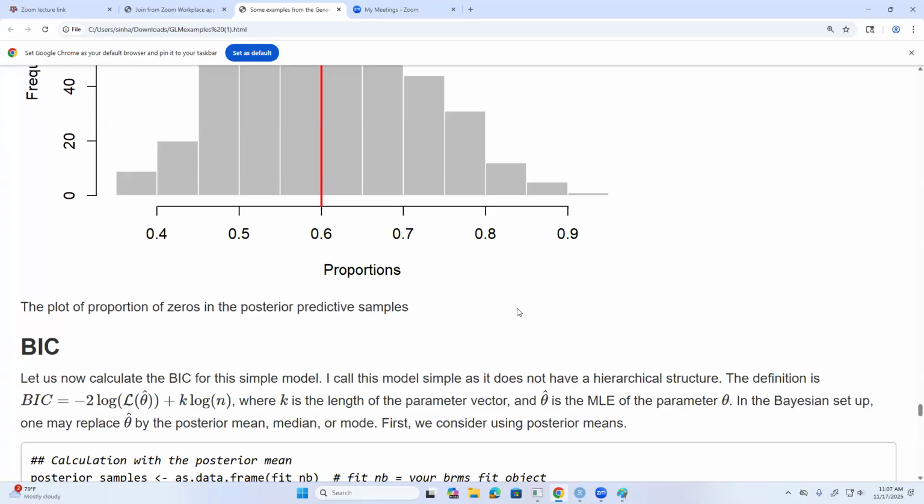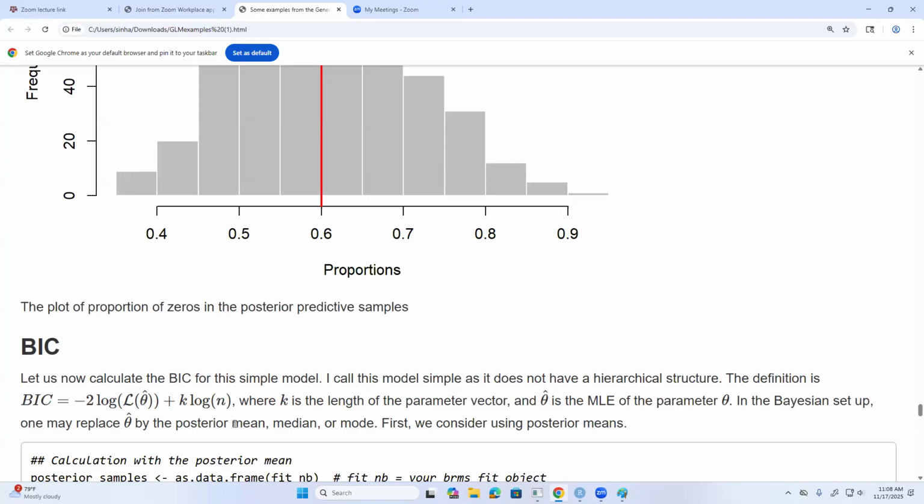It requires bridge sampling and careful sampling from the posterior distribution. Therefore, marginal likelihood sometimes is not feasible. What about using BIC? BIC has a very simple formula. And the formula is this: minus 2 times log of likelihood plus k times log of n, where k represents the number of model parameters, n is the sample size, and the log likelihood is evaluated at theta hat.